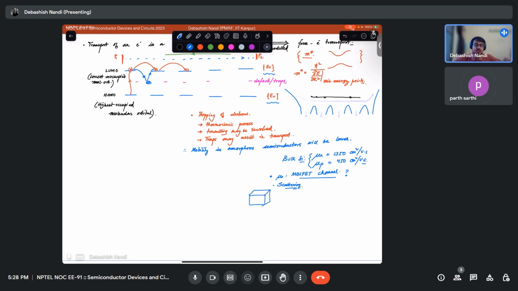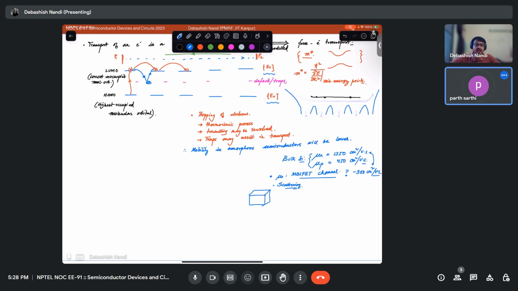Yes, sir. In case of MOSFET, there is a silicon dioxide and silicon surface, and the electrons are near that surface only. So what happens is that due to surface scattering, the mobility of the channel electrons in a MOSFET you can get maximum up to 300 centimeter square per volt second. So you see the difference in bulk silicon and this MOSFET channel. So if somebody asks you what is the mobility of electron in silicon, what will be your answer?